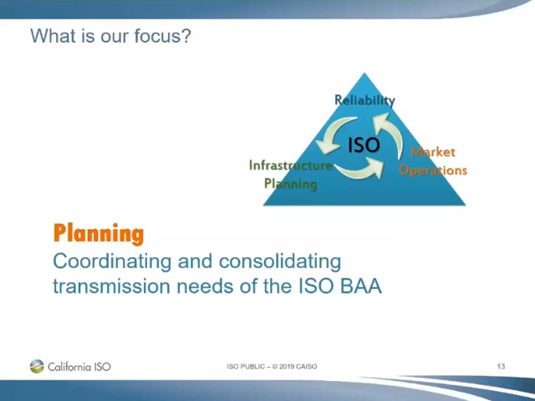The bottom line is that there are a lot of things we want to do, but there are cost, time, and impact considerations. Therefore, it is critical that we coordinate with several entities to plan the transmission needs of the ISO Balancing Authority area.